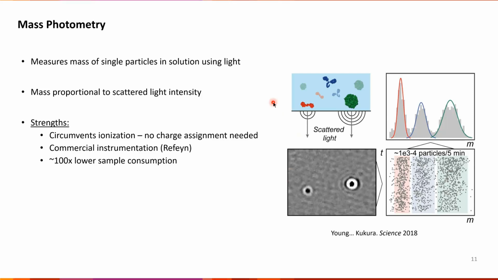Some of the strengths of mass photometry is, like I said, because it's not based off of ion motion, it completely circumvents this charge assignment problem. So mass photometry will also let us sort of avoid this issue. And like charge detection mass spectrometry, the instrumentation for mass photometry is commercially available from Refeyn, so it makes it a little bit more approachable to use. And like the other single particle technique, because we're working in a single particle regime, your sample consumption also ends up being quite low.